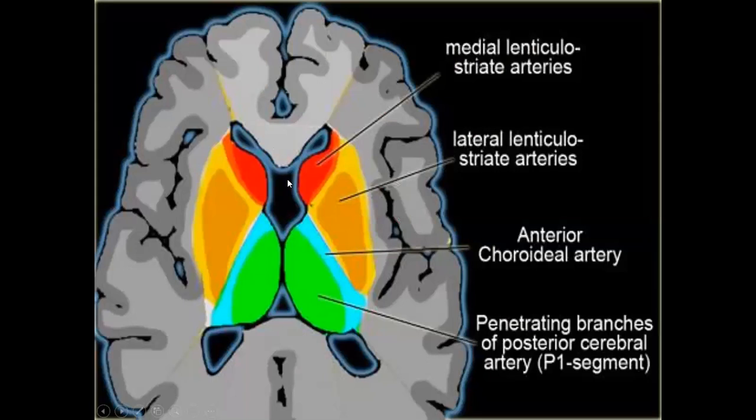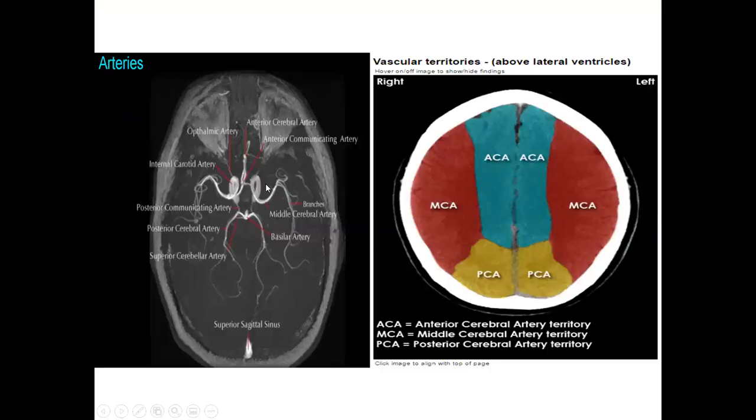Now these are the small branches supplying the caudate, basal ganglia, and thalamus: the medial lenticulostriate arteries. Here the caudate nucleus and basal ganglia are supplied by the lateral lenticulostriate arteries and the anterior choroidal artery, which supplies part of the thalamus and the ganglia. The thalamus is supplied by penetrating branches of the posterior artery. And if you go to the upper part, the main things are the anterior cerebral artery anteriorly, the middle cerebral artery laterally, and the posterior cerebral artery posteriorly.